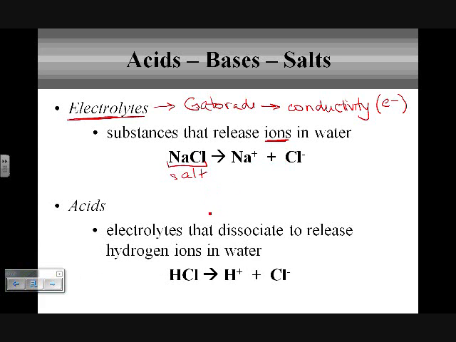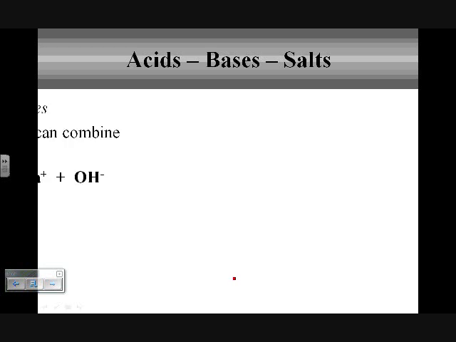Acids, the way that we distinguish acids specifically, is that acids release hydrogen ions. So these are electrolytes that still release ions, but more specifically, it's got to be hydrogen ions. And what we have here is that hydrogen ion. So hydrochloric acid, when it mixes with water, is going to separate, and you're going to have the hydrogen ions that are released into the water.